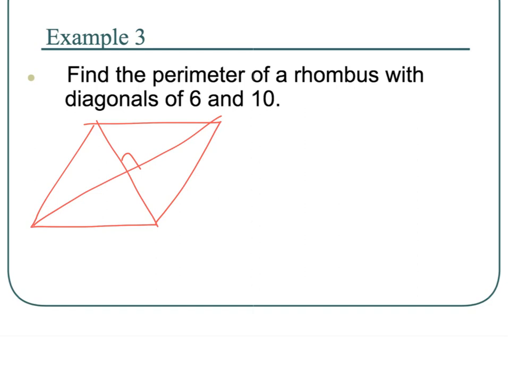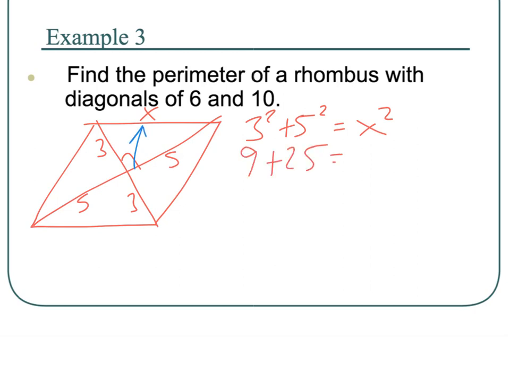So the diagonals are 6 and 10. What do those diagonals do to each other? They bisect each other. So this becomes 3 and 3. This becomes 5 and 5. So I want to find my perimeter, which means I want to find a side length, right? And then what do I do with those side lengths? Add them all up. So 3 squared plus 5 squared equals x squared. That x is across from my right angle. That's why it's my c squared. So I get 9 plus 25 equals x squared. So we get 34 equals x squared. And if I square root both sides, x equals square root of 34.